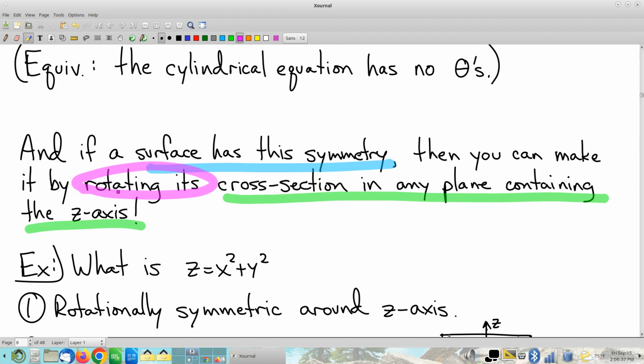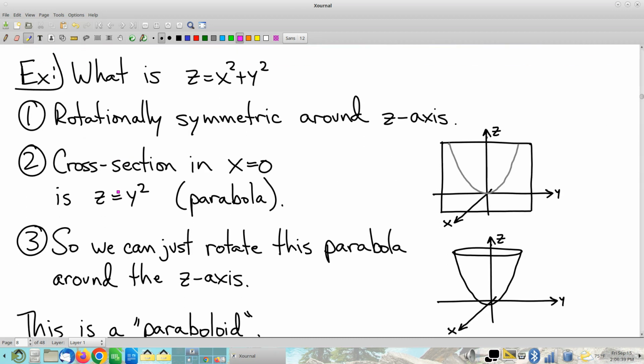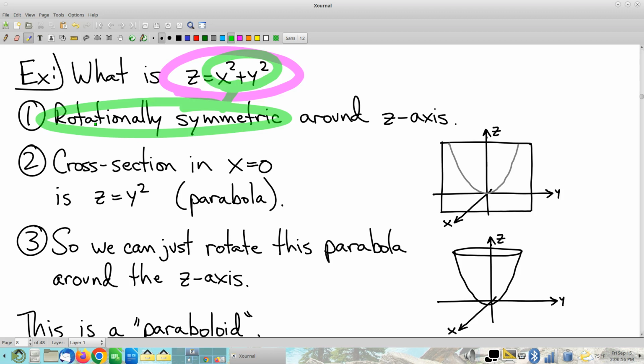So let's see that in action. Here we go. Here is this surface. You may recall we previously discussed this surface here. I claimed that it was a bowl. Here's how we're going to see it. x and y appear only in the special form.